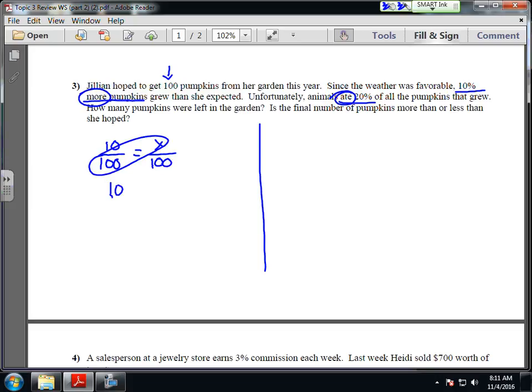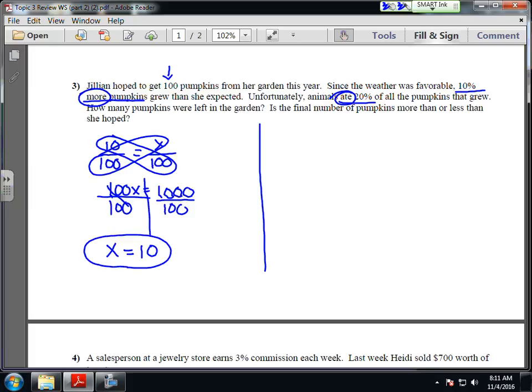100 times x is 100x equals 10 times 100 is 1,000. Divide both sides by 100. What do you get? Yeah, we get 10. That doesn't really make sense though, because if Jillian hoped to get 100 pumpkins and the weather was favorable and she got 10% more pumpkins, is 10 more than 100? No, it's not. We need to do this over to the side. We did this the other day as well.